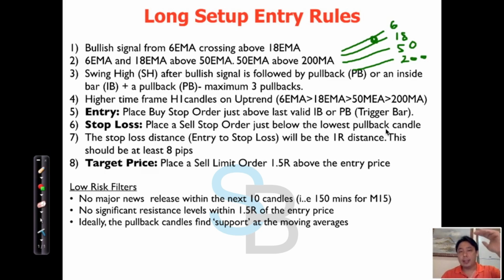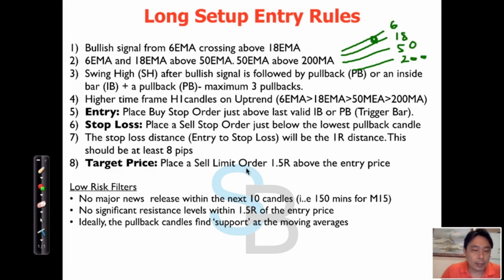Now, the distance from the entry price to the stop loss price should be at least 8 pips. If it is not 8 pips, just shift your stop loss lower till it's at least 8 pips. Next, we place a target price, which will be a sell limit order 1.5R above the entry price. Again, recall that 1R is the distance from your entry price to your stop loss price. So we're risking 1R to make 1.5R.